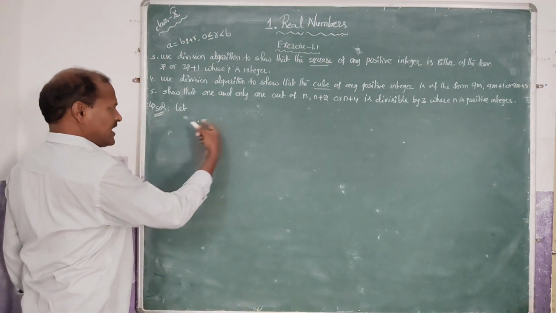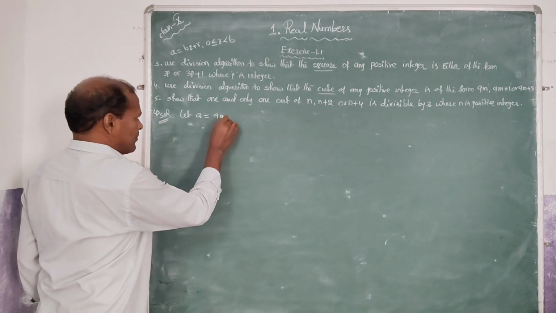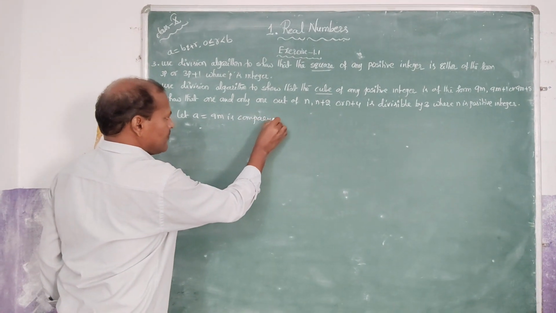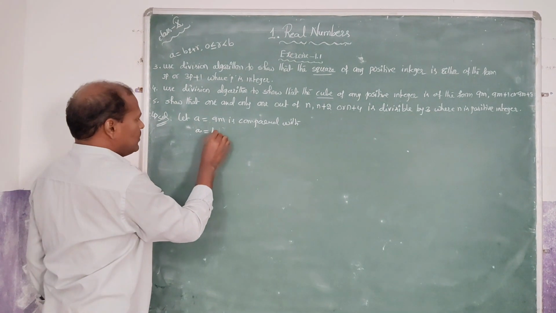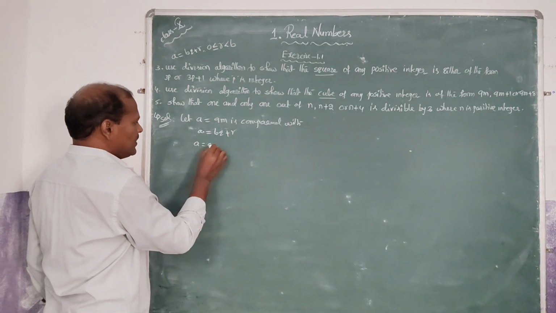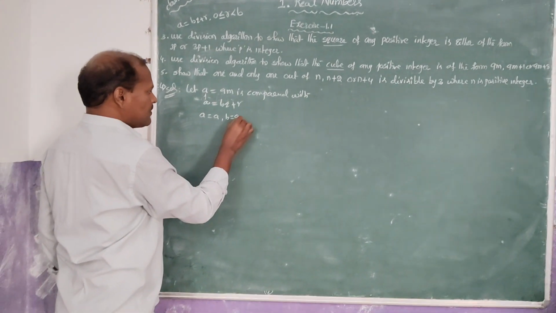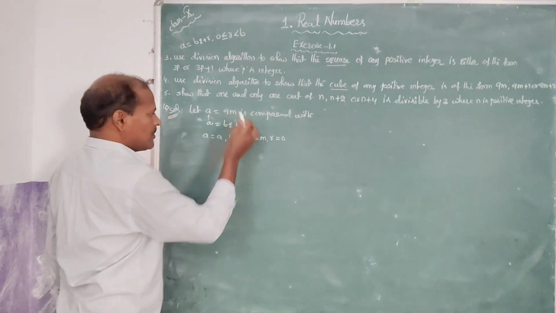Let a is equal to 9m. It is compared with a is equal to bq plus r. Here a is equal to a. Next, b is equal to 9, q is equal to m, r is equal to, without any number, meaning 0.